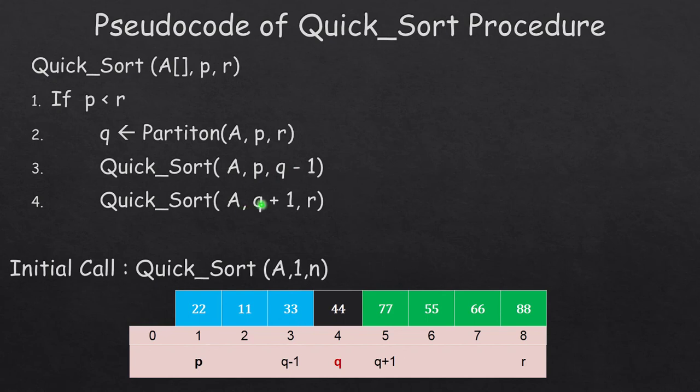Here quicksort of Q plus 1, that is 4. That is, P value is 4 and R value is R. So Q plus 1 is 5. Here in the right piece also I am going to apply quicksort. So this procedure will be executed recursively, and in the end we will get a sorted list. The analysis of quicksort will be discussed in the next video.